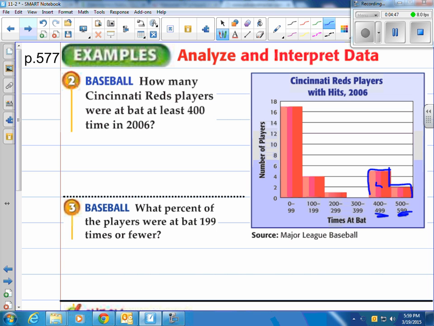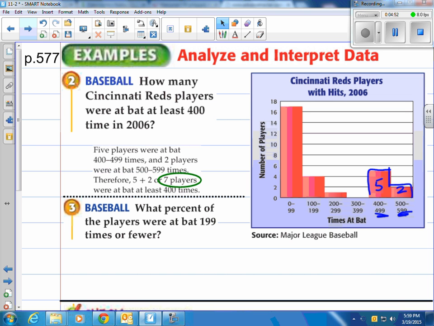This looks like it's about 5. This is 2, and that is correct. I believe that's what we're going to have for an answer. Well, 5 players were at bat in the 400s, and 2 players were at bat in the 500s. Therefore, the 5 and the 2 added up is 7 players. So 7 players were at bat at least 400 times.